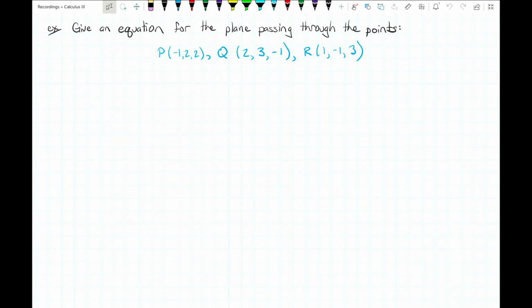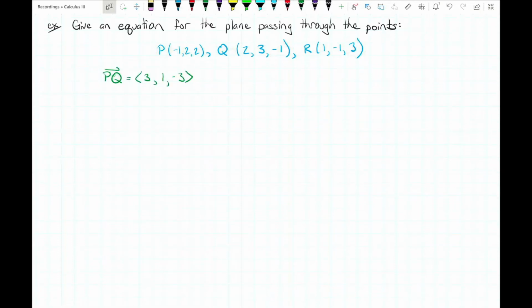Here we've got the points P, Q, and R. Now, right away, what we'll have to use is this technique of coming up with 2 vectors that lie in the plane. And we could simply look at the difference between 2 points to create 2 different vectors. So long as the vectors are not parallel to one another, then we can take their cross product and get a perpendicular vector. Let's take a look at the vector PQ.